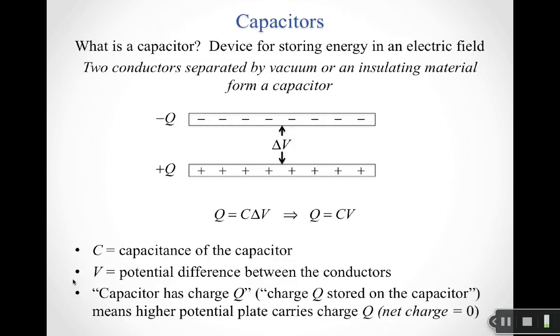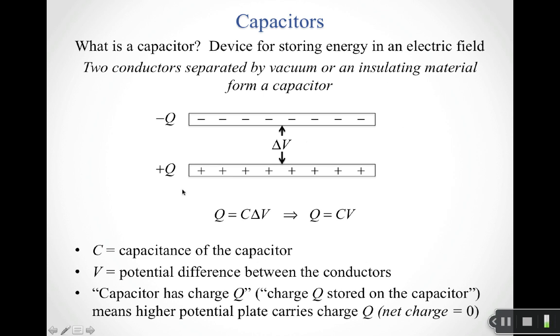Alright, so the first circuit element that we're going to work with is a capacitor. And just to remind ourselves, the basic question of what is a capacitor can be answered a couple of ways. The first way is it's a device for storing energy in an electric field. You can build a capacitor by taking two conductors, putting charge on them, and then separating them by vacuum or insulating material. That's going to form a capacitor.